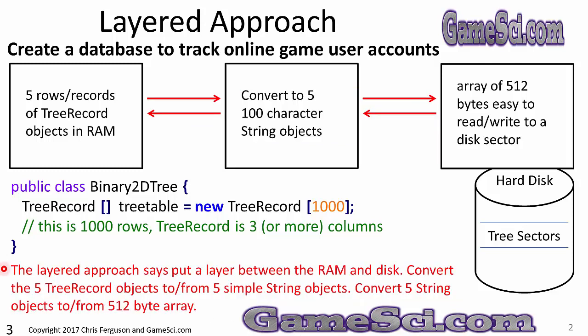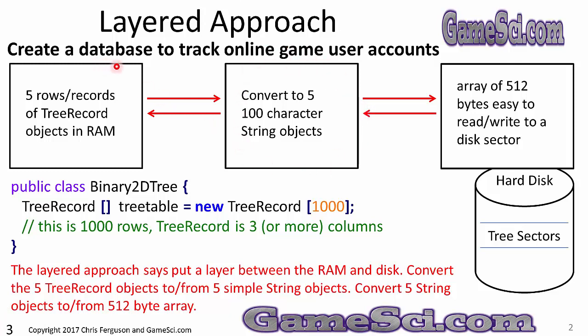The layered approach says put a layer between RAM and disk. Convert the 5 tree record objects to and from 5 simple string objects. Convert the 5 string objects to and from a 512 byte array. This is the extra layer.